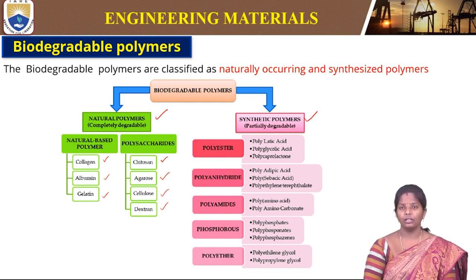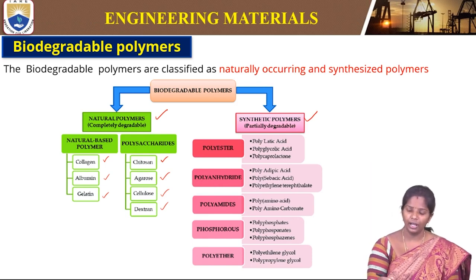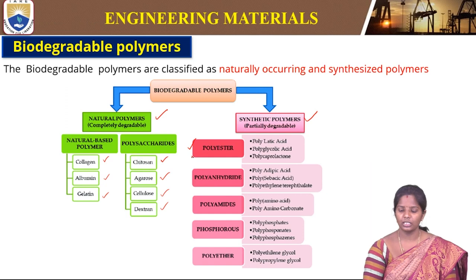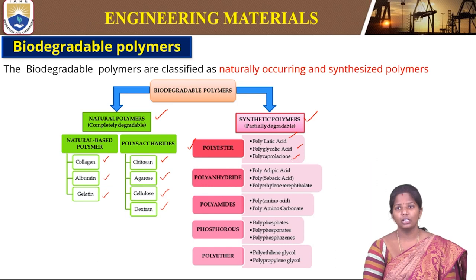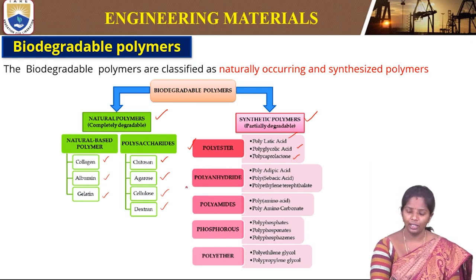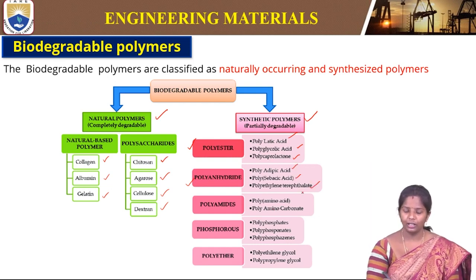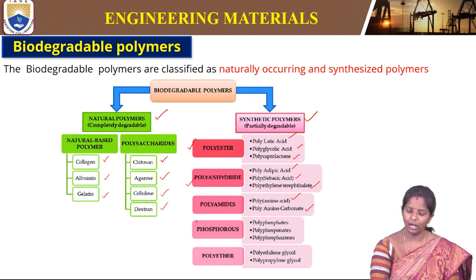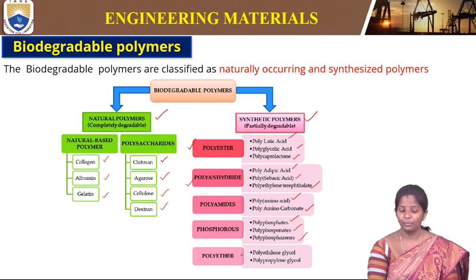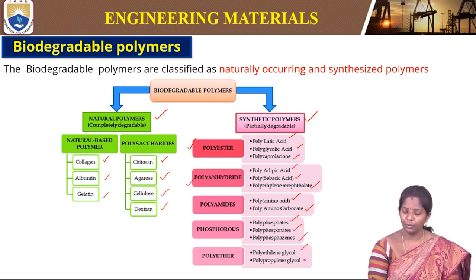And synthetic polymers are the man-made or modified polymers. These are partially degradable, and the examples are polyesters. In polyesters, polylactic acid, polyglycolic acid and polycaprolactone. Then polyanhydrides, such as polyadipic acid, polysebacic acid, and polyethylene terephthalate. Then polyamides, such as polyamino acid, polyamino carbonate. Then in phosphorus, polyphosphates, polyphosphonates, polyphosphazine, polyether, polyethylene glycol, polypropylene glycol.